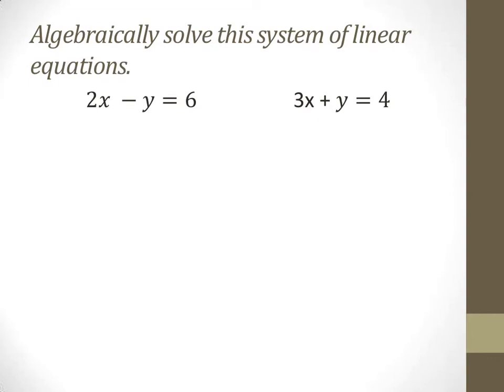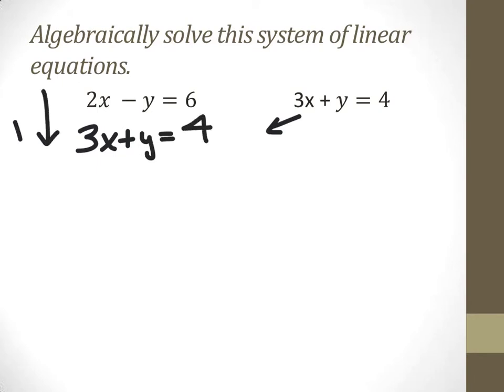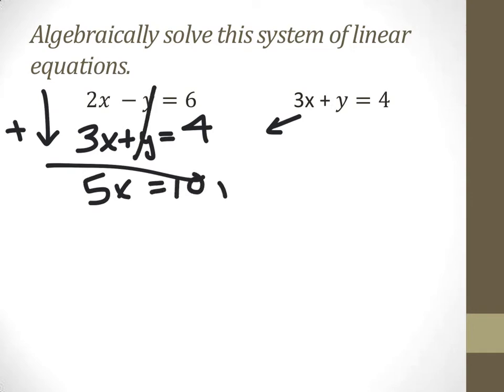Now, what if they give it to you in standard form instead? That's okay. We know two different ways to solve them in standard form, elimination and substitution. Let's use elimination, which means we're going to add these two equations together. 3x plus y equals positive 4. We're going to add down. That gives us 5x, these add to 0, equals 10. Divide by 5, and you get x equals 2.